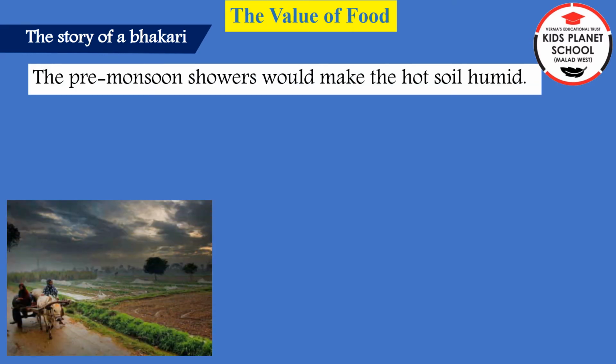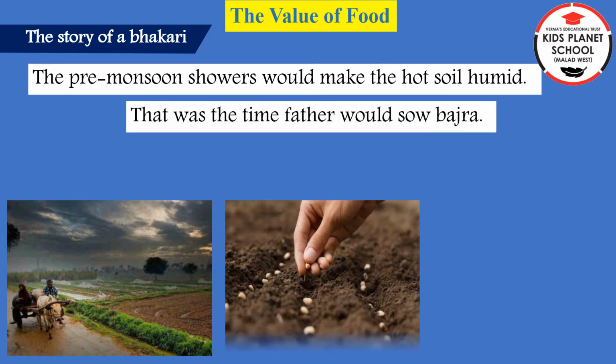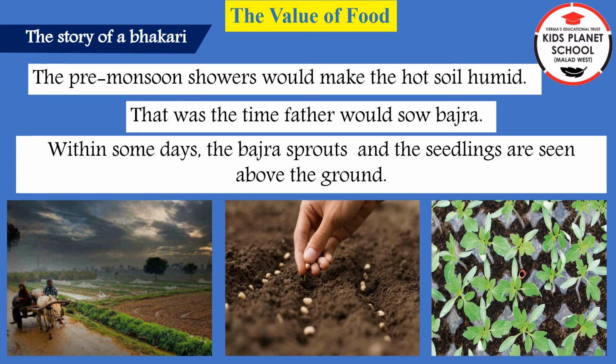The pre-monsoon rains, the rains between March to May, make the hot soil humid. The pre-monsoon rains make the hot soil a little moist, a little wet. That was the time when father would sow bajra. Within some days, the bajra sprouts. The bajra begins to grow, and the seedlings, meaning small tiny plants, are seen above the ground.